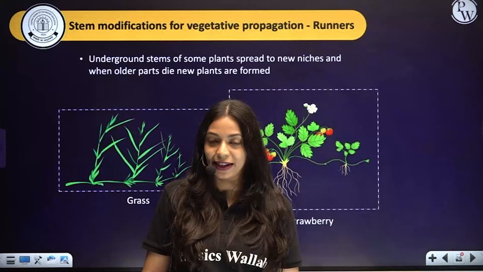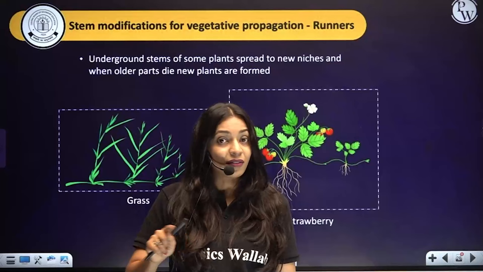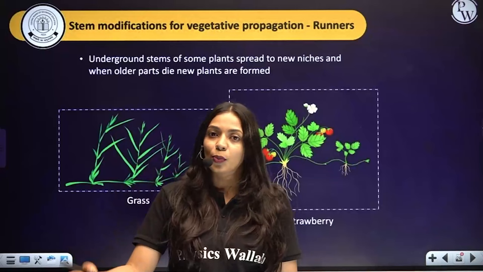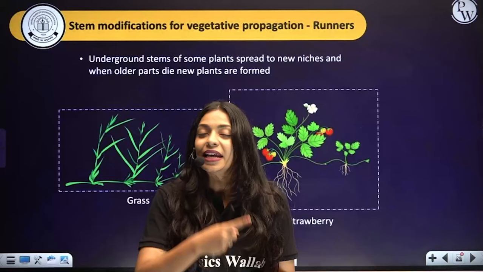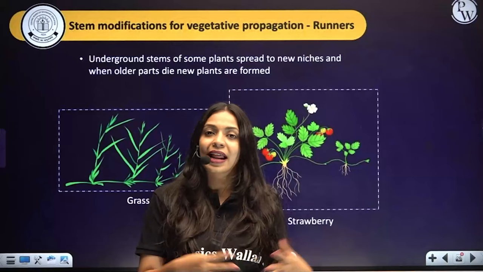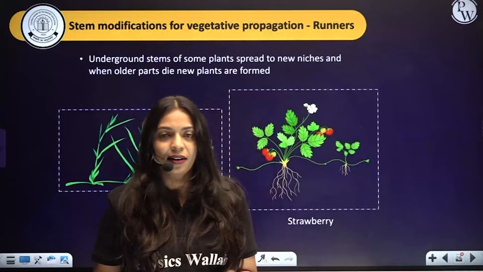So in that way also, it is reproduction only. From one plant, you got another plant. But over here, we are not making use of seeds. It is not sexual reproduction. If newer plants are obtained from one plant by its vegetative parts, either its roots, stems, or leaves, then we refer to it as vegetative propagation. So over here, we will see how stems are naturally involved in vegetative propagation. All right, is that clear?